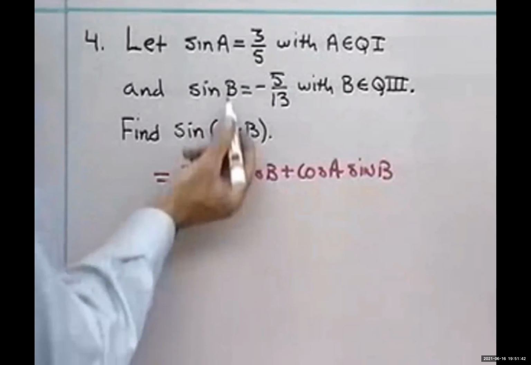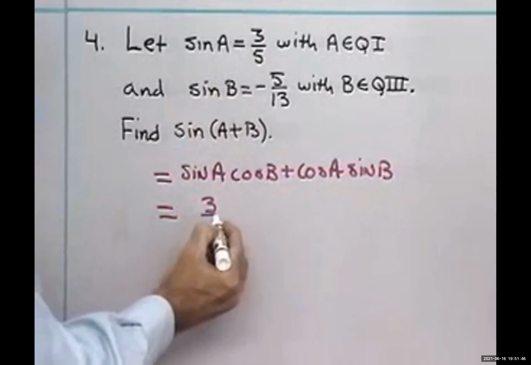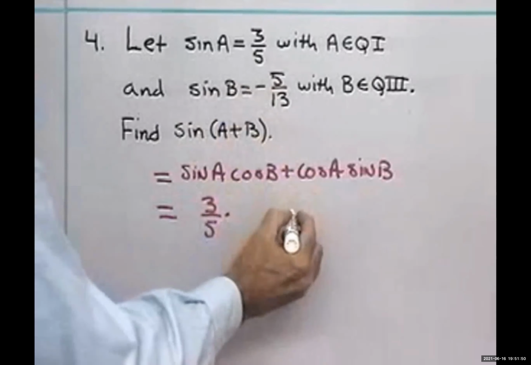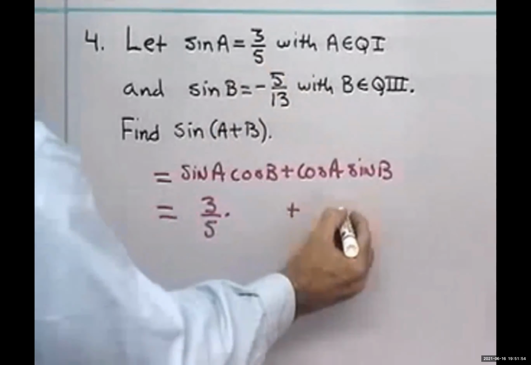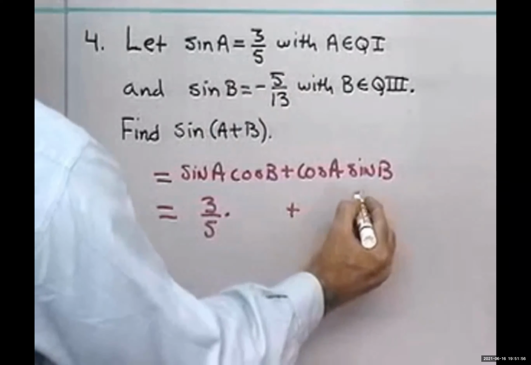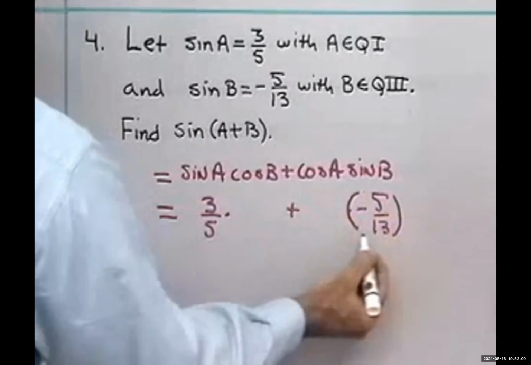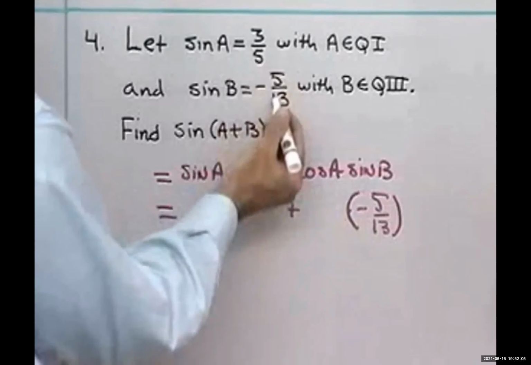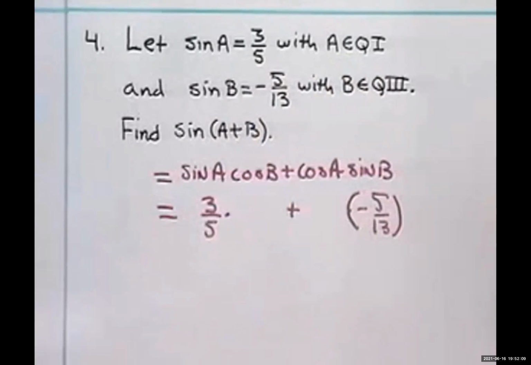So I have, let's see, the sine of A, I can fill that in. That's going to be just 3/5 times cosine of B, I don't have that, plus cosine of A, I don't have that, but I do have the sine of B, which will be -5/13. So I need this expression, cosine A, and this expression, cosine B. So I'm going to use this information along with the quadrant to find those expressions.